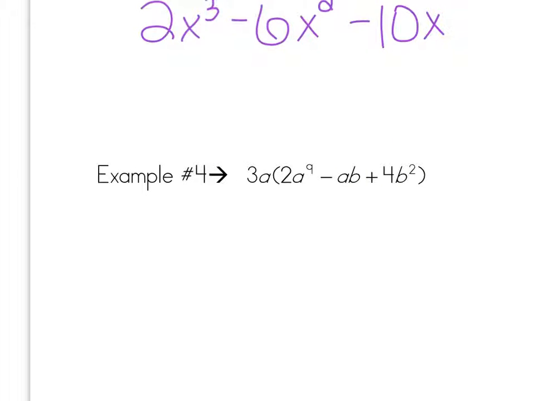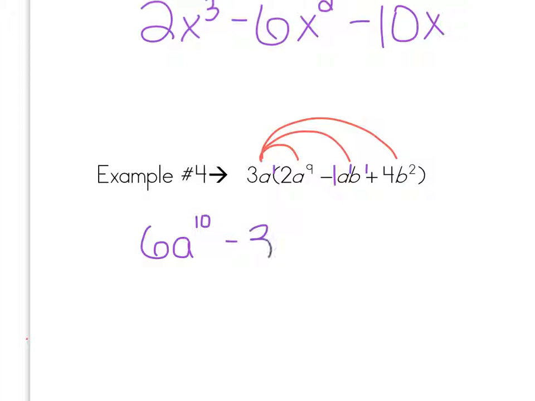Example 4 is very similar to 3. So example 4, I have a's and b's. I'm going to quickly draw in my powers and coefficients of 1 just to have them there. And I have a number, or in this case, a monomial sitting outside of the parentheses out in front, which means I need to distribute. So 3 times 2 is 6. This will be a to the 1 plus 9 is 10 power, minus 3, because 3 times -1 is -3.